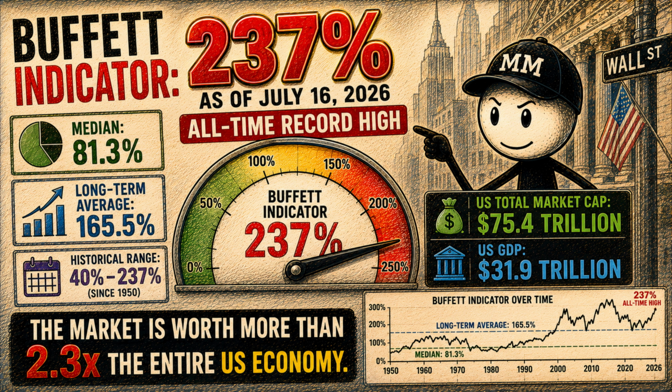237%. That is the Buffett Indicator, the ratio of total U.S. stock market capitalization to U.S. GDP as of July 16, 2026, according to Guru Focus. Historically, this ratio reached a record high of 237.9% and a record low of 32.7%, with a median value of 81.3%. The current reading is not just elevated. It is, by this measure, the highest it has ever been in recorded market history.